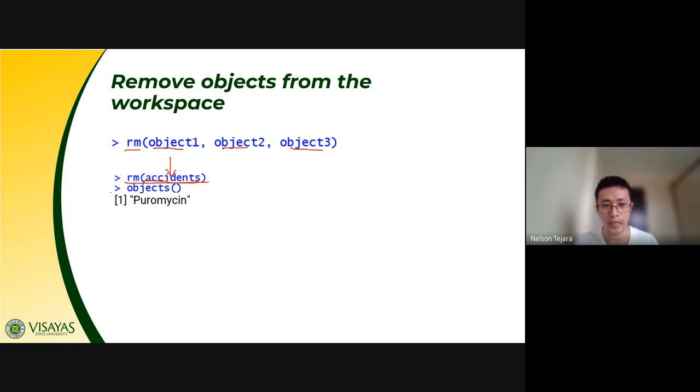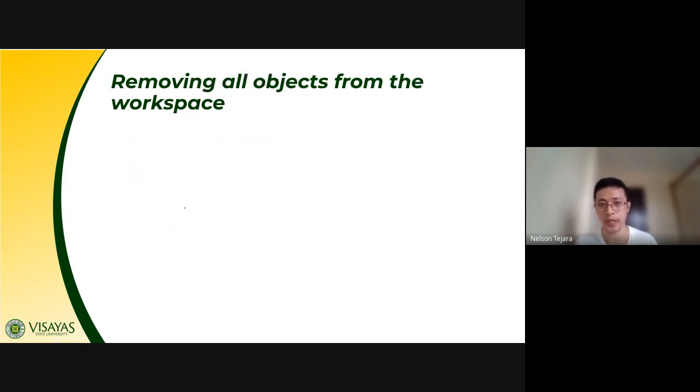So when you call the objects function to display the list of objects in your workspace, what we can see is Puromycin, because again, the accidents object has been removed. So that's how we can remove objects: we use the rm function. And we need to remove them again because they consume space in our computer's memory.